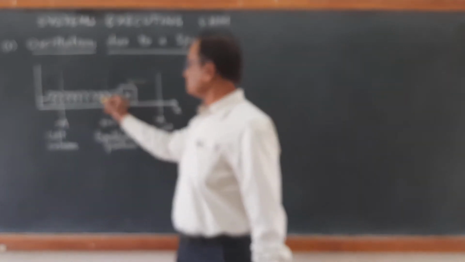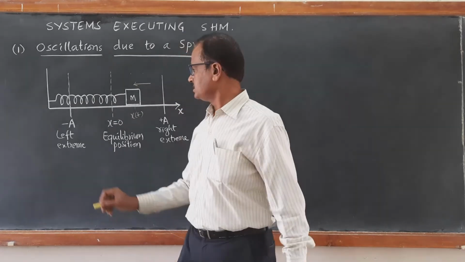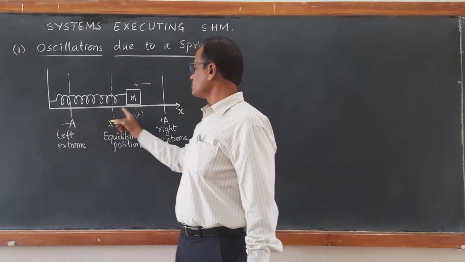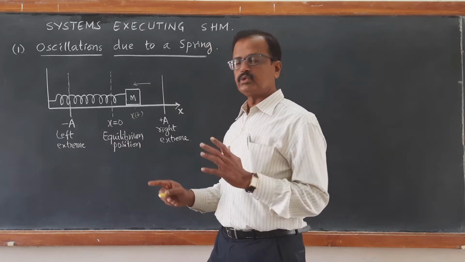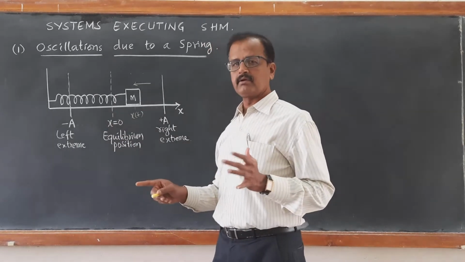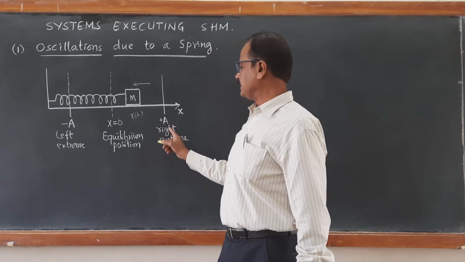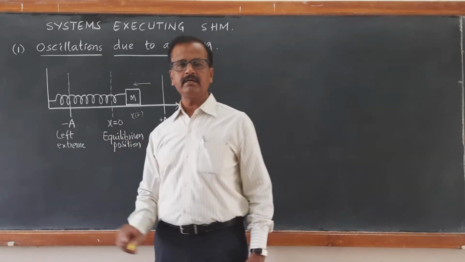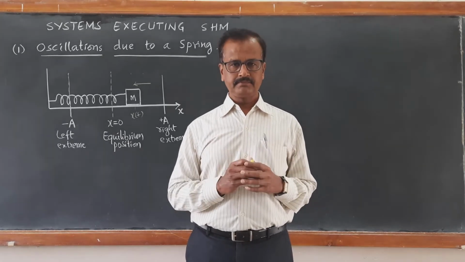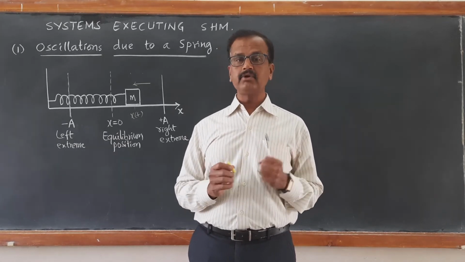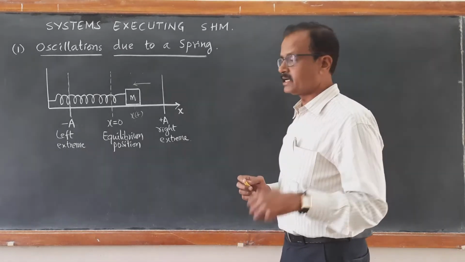After reaching the mean position, as we have studied earlier, the block goes to the other extreme position, that is minus A, and it oscillates about this equilibrium position. This to and fro oscillation of the spring load about the equilibrium position between the extreme ends plus A and minus A is simple harmonic in nature. How is it simple harmonic? Let us understand in detail.